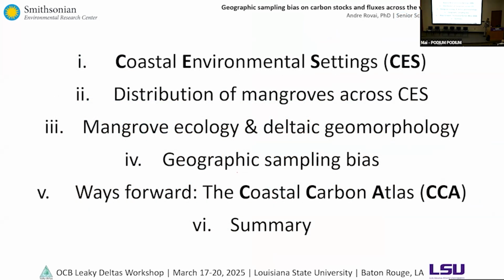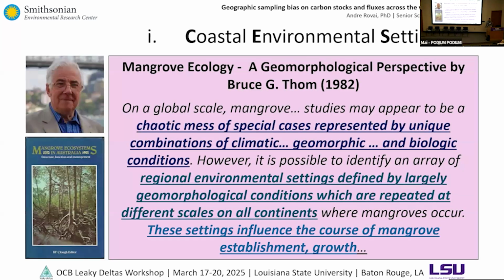I'm going to touch a little bit on this thing that we call coastal environmental settings. Also going to give an overview of the global distribution of mangroves. Talk a little bit about the ecology of deltaic mangroves. I think it's easier just to look here than try to read from the back. I might need some glasses or something like that. But anyway, then we're going to talk a little bit about mangrove ecology and how that's related to deltaic geomorphology. Then I'll get to the center of my presentation, or the main focus, which is the geographic sampling bias, and some ways to try to mitigate some of that sampling bias, and finally a summary at the end.